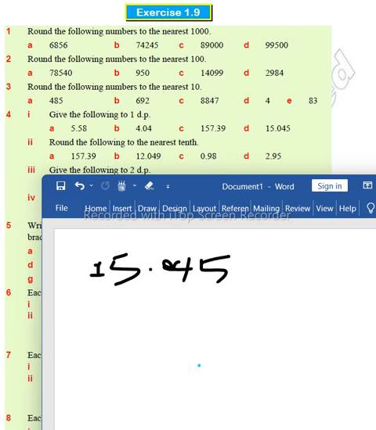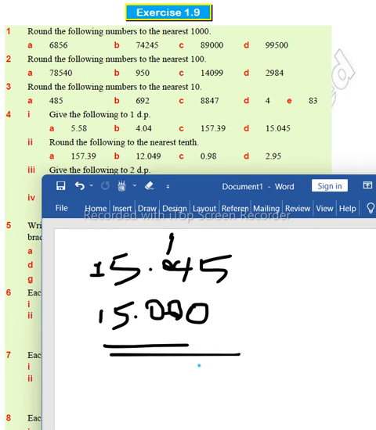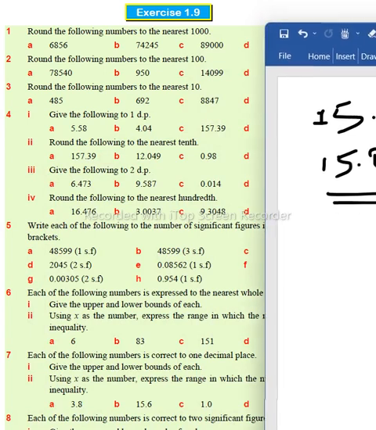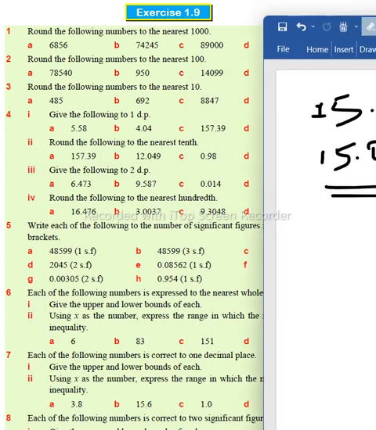15.045. As we see, we have one decimal place. Here 0 is the one decimal place. Next to 0, 4 is less than 5. So we write this question like this: 15.0. This is the final answer. So we will do the other. This is all about question number 4, letter I.